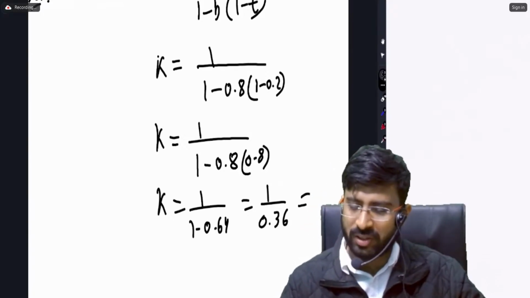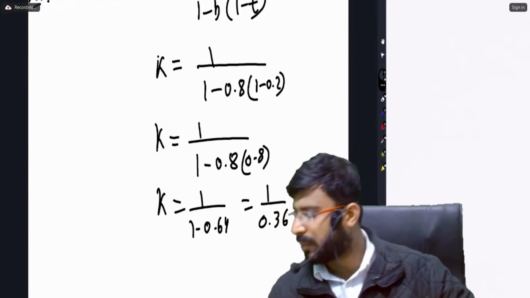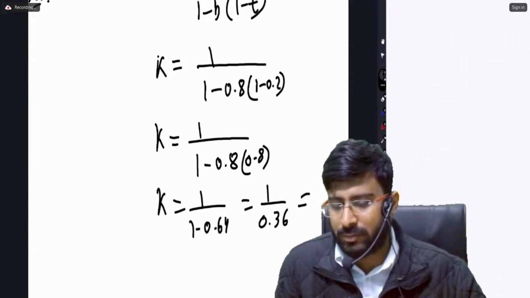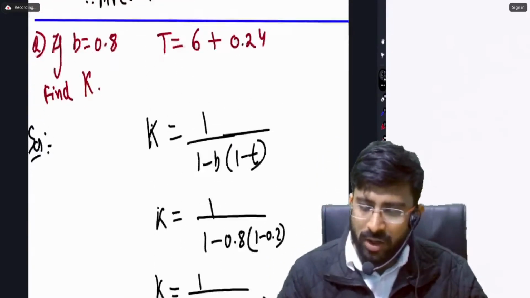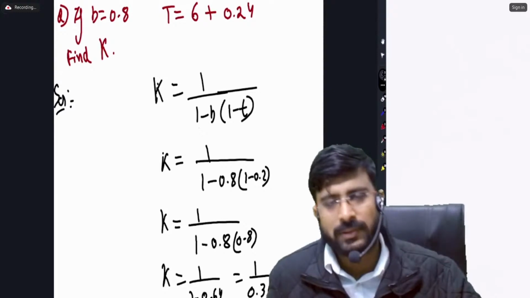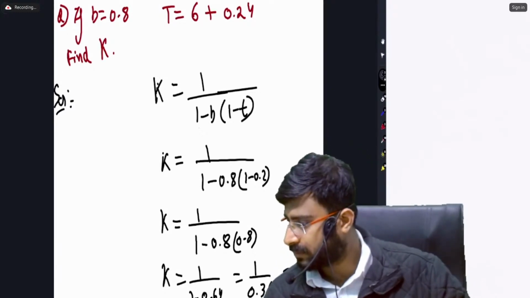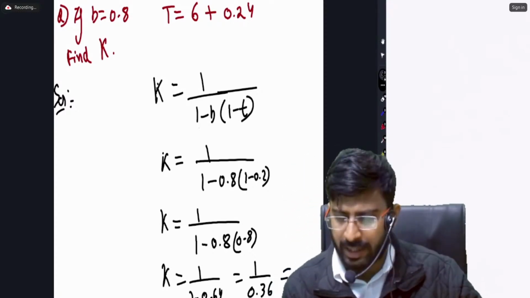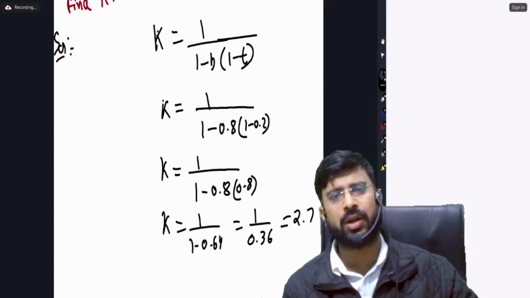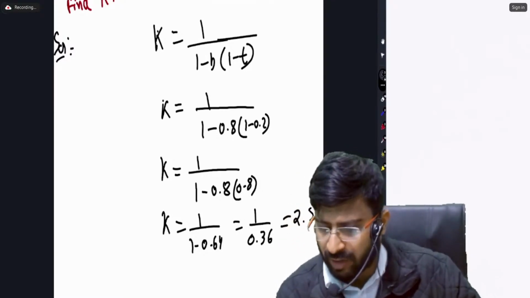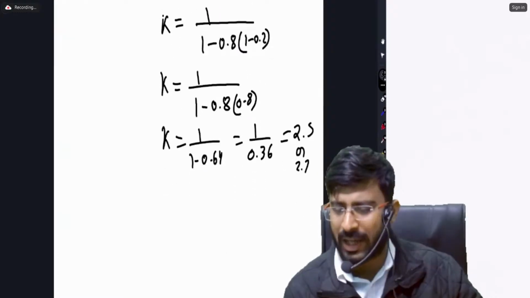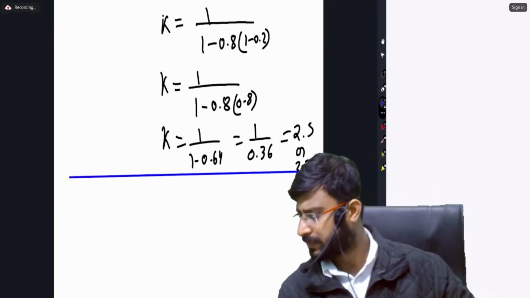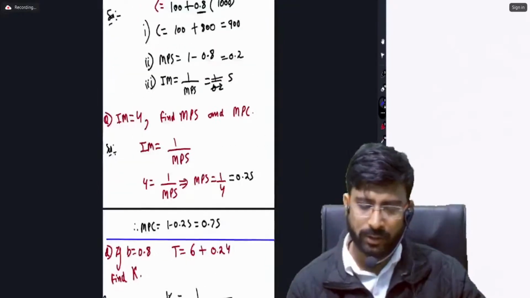And now what is 1 by 0.36? Come on, compute it everybody and tell me. Around 2.7 people are telling. So I'm trusting your information. I'm not doing the calculation. Whatever you have told is the answer. If 2.5 or 2.7 people are telling, just compute it and whatever you get is your answer. Okay, now moving on.